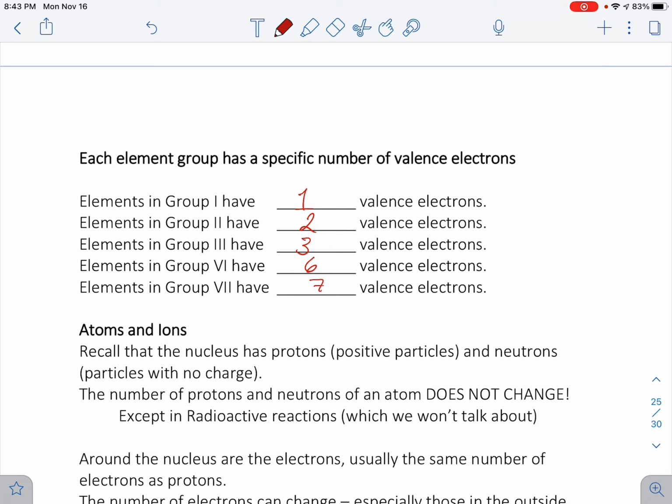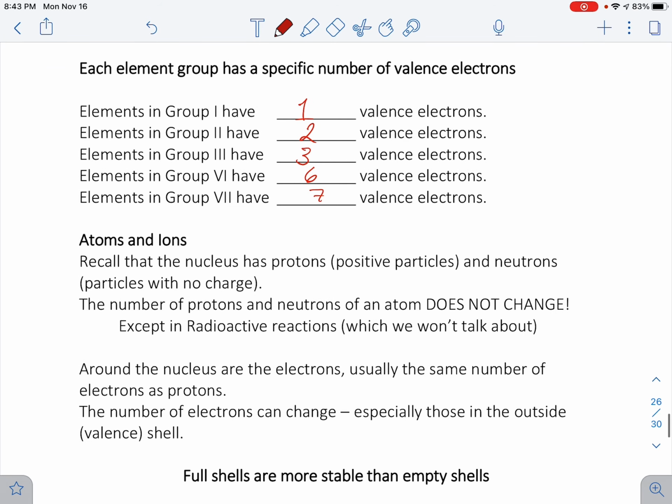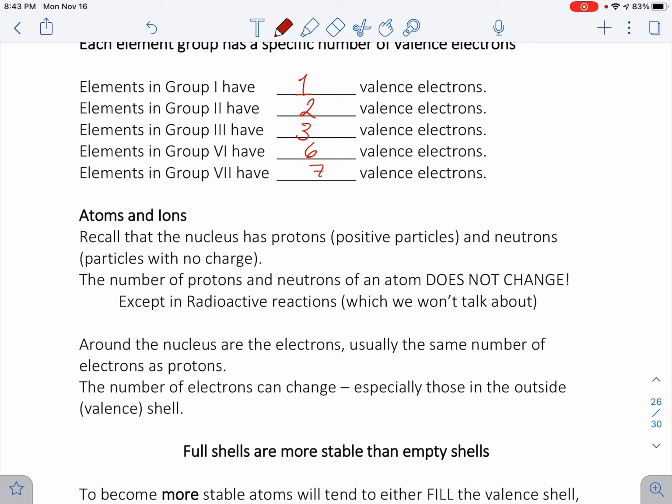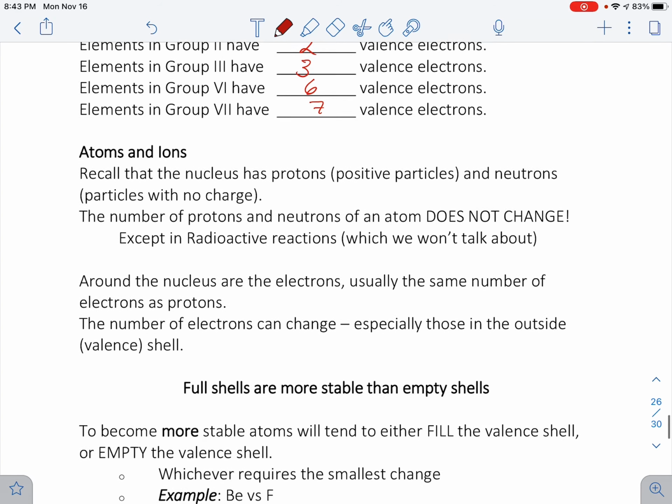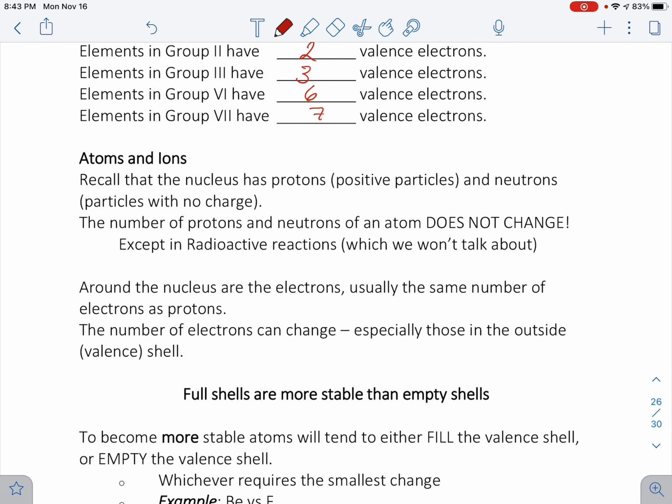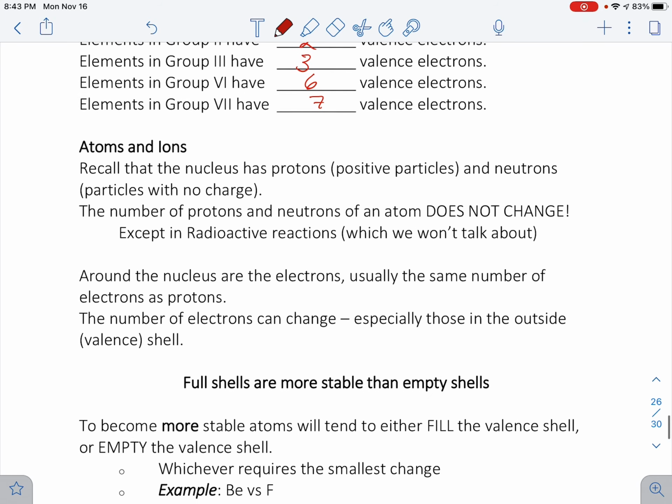Remember, this is only valence. It does not count the core electrons, the other electrons. Now recall that the nucleus has protons and then neutrons, which are particles with positive and no charge. The number of protons and neutrons of an atom does not change, except in radioactive reactions, which we're not talking about. So around the nucleus are the electrons, usually the same number of electrons as protons. The number of electrons can change, especially in the outside valence shell.